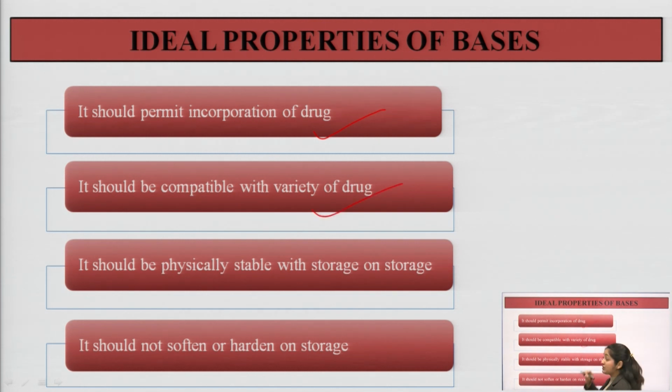Then it should be compatible with a variety of drugs, whatever kind of suppositories. For example, if you want to make an antibacterial suppository, then the antibacterial API must be easily compatible with your base. So it should be compatible with all classes of drugs. Then it should be physically stable under storage conditions. As we know, storage of suppository is a major hindrance in stabilizing suppositories. So whatever base we use to formulate the suppositories plays a very important role. An ideal base should be physically stable while storing also.